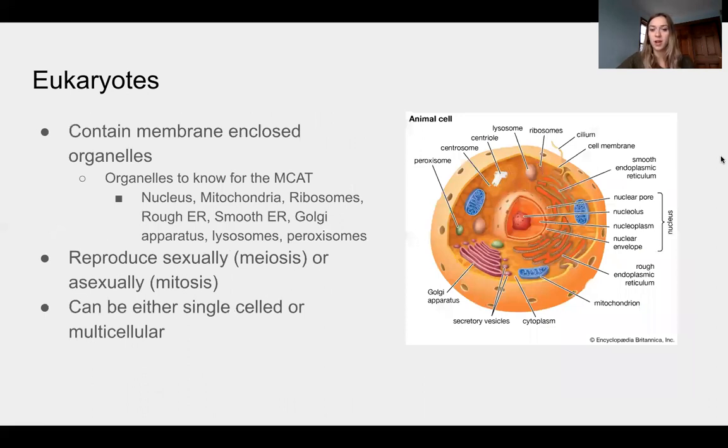All right, so eukaryotes, this is the classic cell picture that I'm sure you're all very familiar with. So the eukaryotes contain membrane enclosed organelles. So they have a nucleus, mitochondria, all that good stuff.